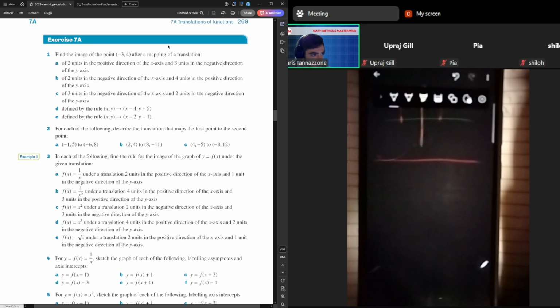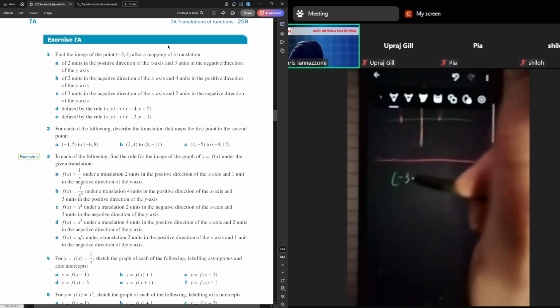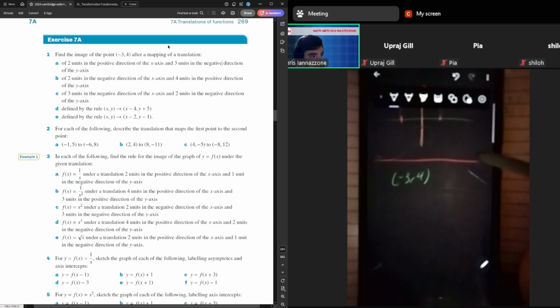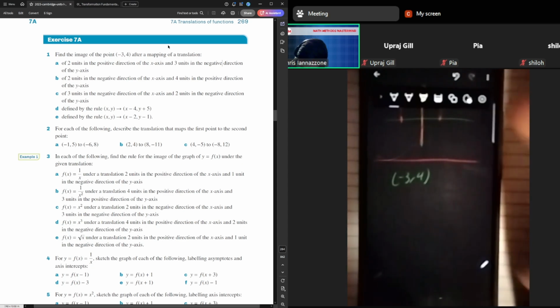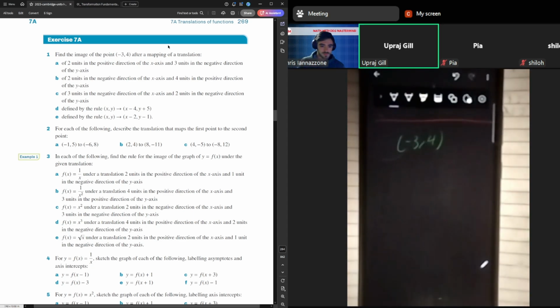The first question of 7a is a little bit weird-ish because I didn't really explain exactly how you handle it when it's just a point, but I wonder if anyone can tell me how you might handle it. We have a point, negative 3, 4, and we want to know where that point ends up after we shift 2 units in the x direction and 3 units in the negative y direction. What might we do? Just go step by step, adding the numbers according to the coordinates.